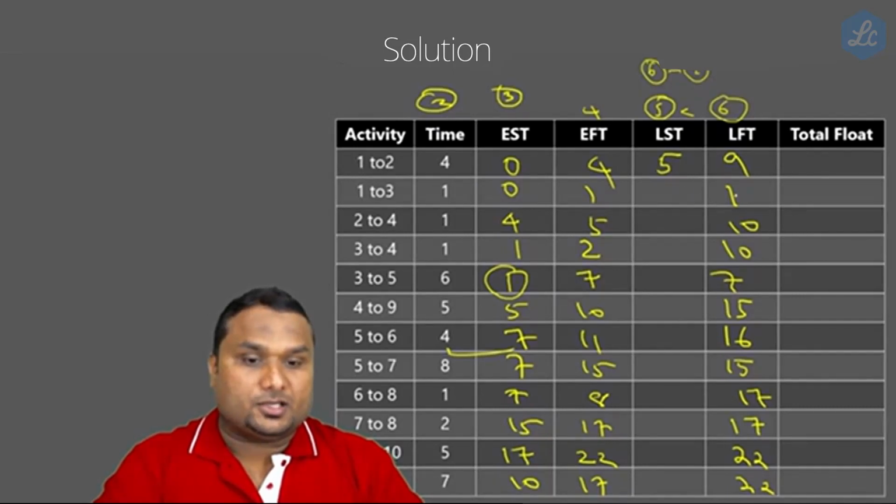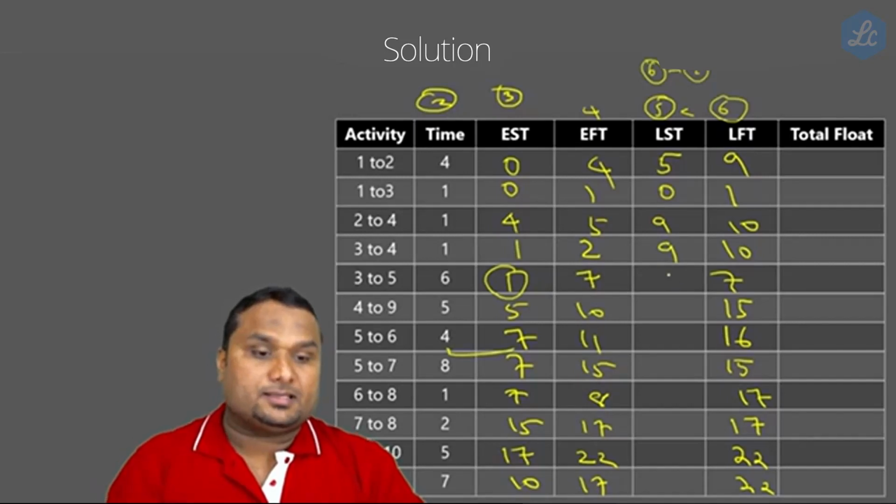So LS is equal to 1 minus 1. This column minus this column. This is 0. So this is 10 minus 1. This is 9. This is 10 minus 1. This is 9. This is 7 minus 6, which is 1. This is 15 minus 5.